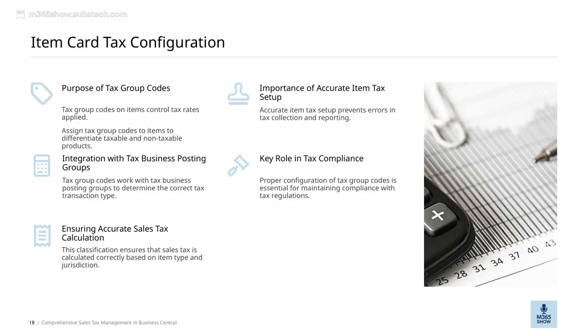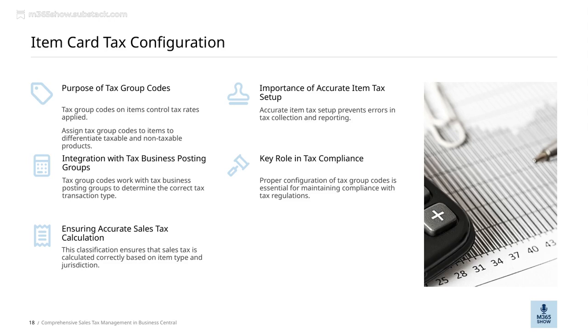Let's talk about item card tax configuration. Properly setting up tax group codes is absolutely essential for staying compliant with tax regulations. When your tax group codes are accurate, it helps prevent errors during tax collection and reporting, making the whole process smoother and more reliable. This setup is crucial because it ensures that sales tax is calculated correctly, taking into account the specific item type and jurisdiction. Think of it as assigning the right tax rules to each item so that everything aligns with local tax laws.